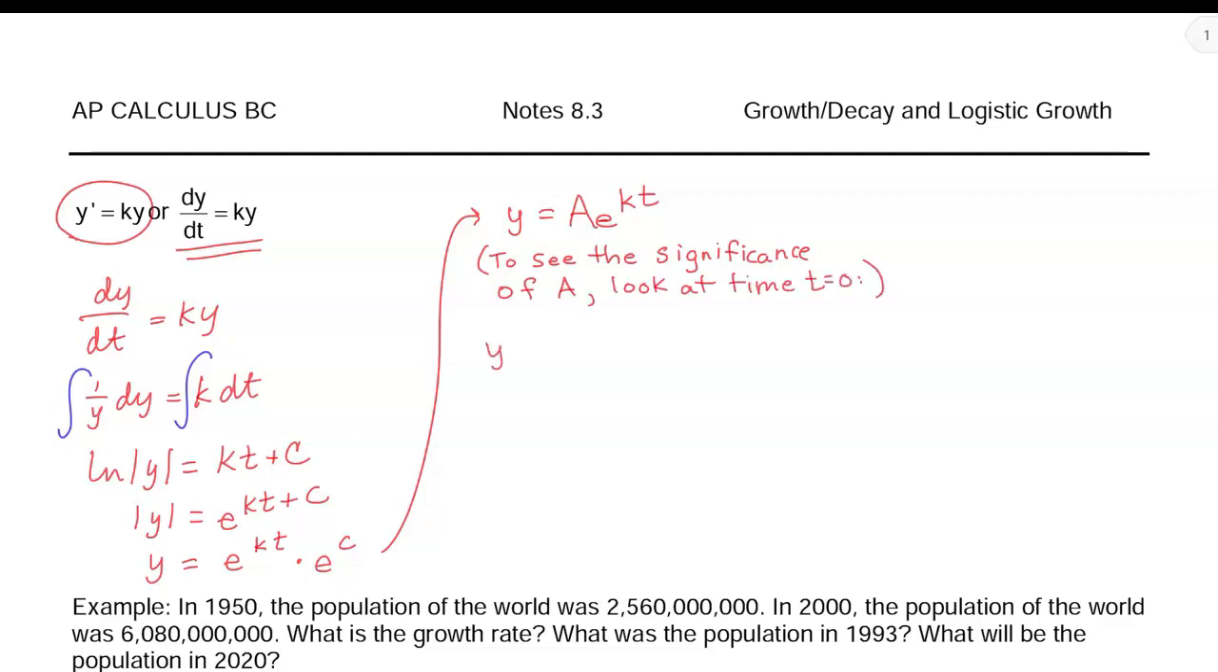If I think about when time equals 0 and I substitute that in, I get this result, and e to the 0 power is 1, so that means the right side is just A. That means y of 0 equals A. Y of 0 is the value of y at time 0, so at the starting time. Therefore, that capital letter A is considered the initial value of the function.